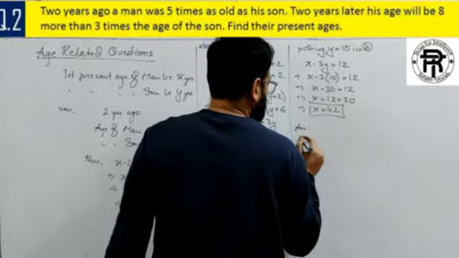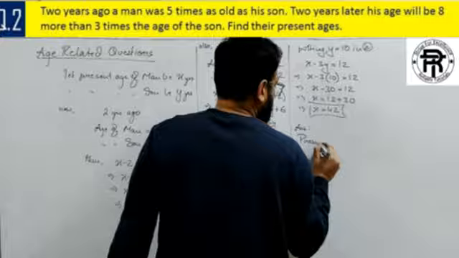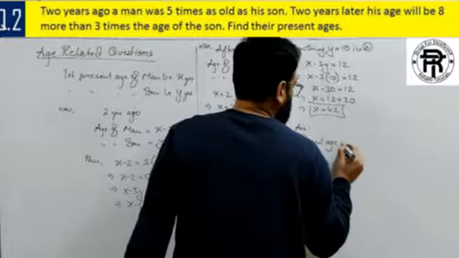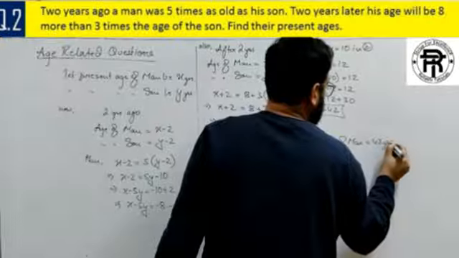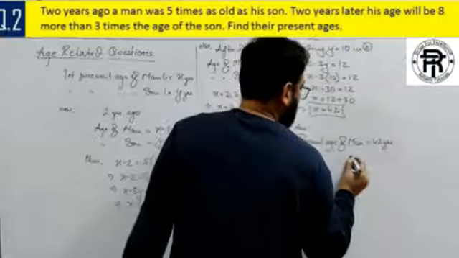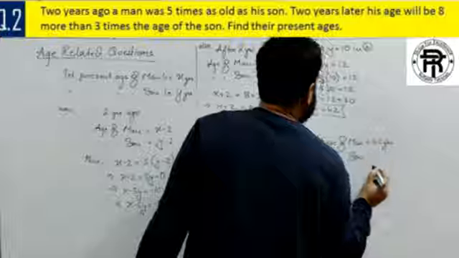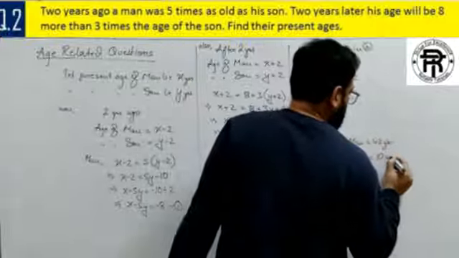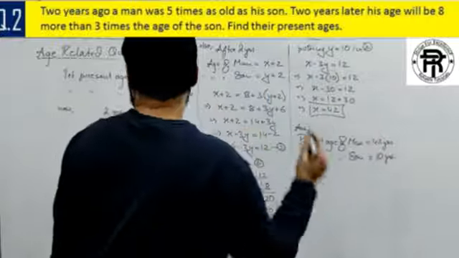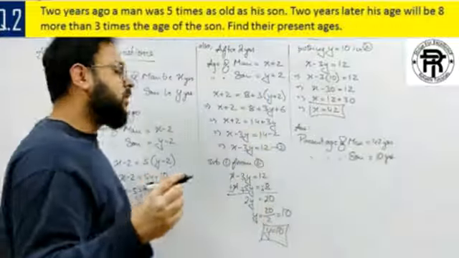Final answer. Present age of man is equals to 42 years and present age of son is equals to how much is the value of y? 10 years. So now this is how we have to solve the questions that are based on age.